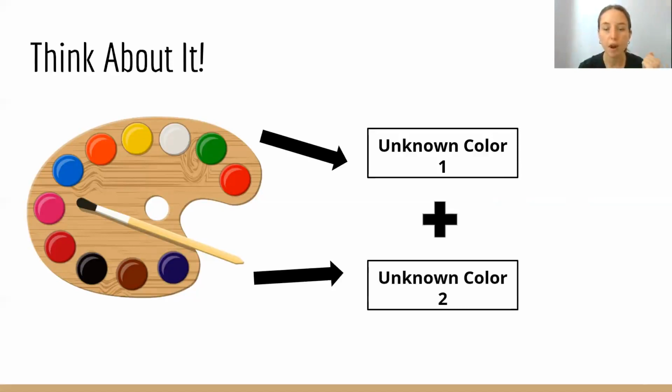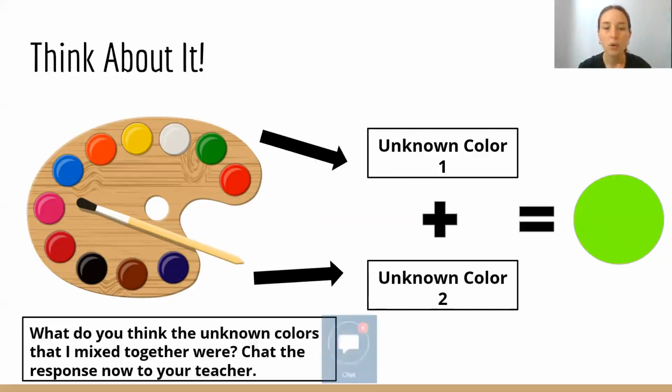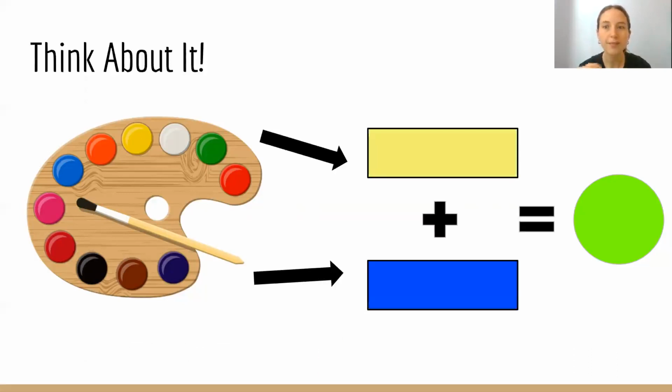Now I'm taking the blindfold off and I see that the color I've made by mixing those two together is green. So I want you to chat this to your teacher. What do you think the unknown colors that I mixed together were? Chat the response now to your teacher. Your teacher's going to pause the video to give you time to do that now. Go ahead and pause. All right, likely you guys said that the two colors must have been yellow and blue.